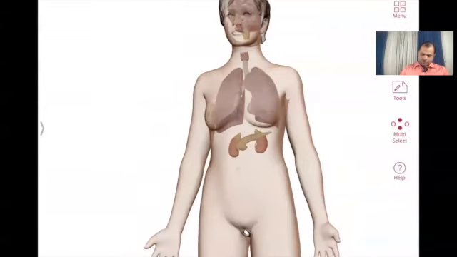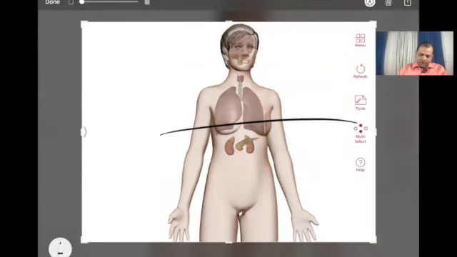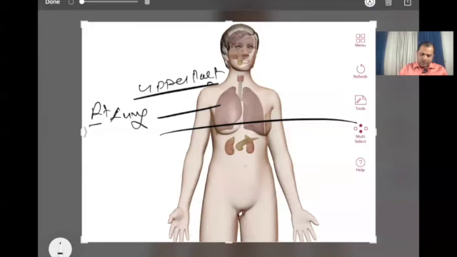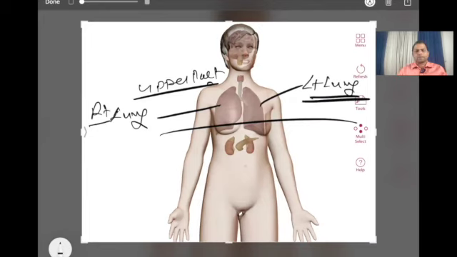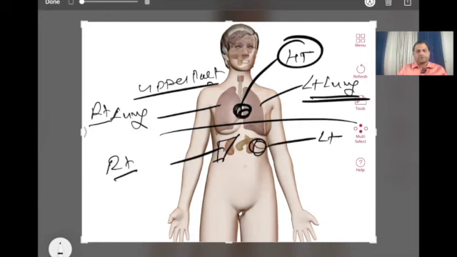So if you see this image, now divide this image into three parts. We are dividing from here. This is the upper part. In the upper part, we have the lungs. On the right side, we have the right lung. On the left side, we have the left lung. And in the center, we also have the heart in the upper part. Now going to the middle part. In the middle part, we have the liver on the right side. The spleen will be on the left side. And the center will have the stomach.